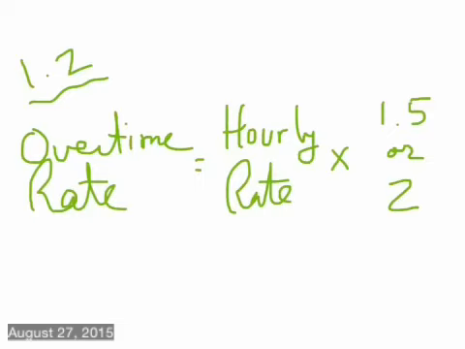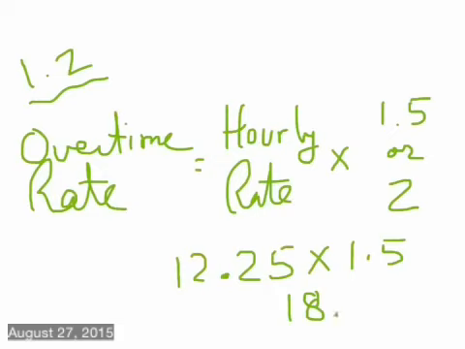Okay? So yesterday, I think we were talking about Ty Wayne's was $12.25 an hour. So $12.25 an hour was his hourly rate. At McDonald's, you get time and a half if you get overtime. So then we would multiply that by 1.5. And what is 12.25 times 1.5? 18 what? 18.38.